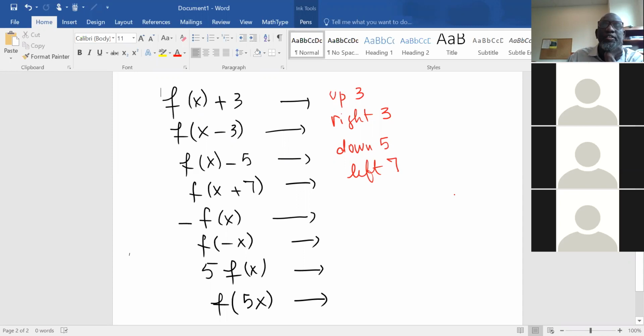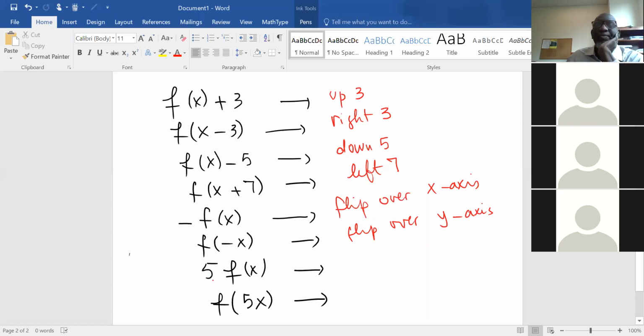And the next one, we flip over. Would you invert it? Yeah, flip it over what axis? X. Over the x-axis, right? The next one we flip over the y-axis. Y-axis, exactly.